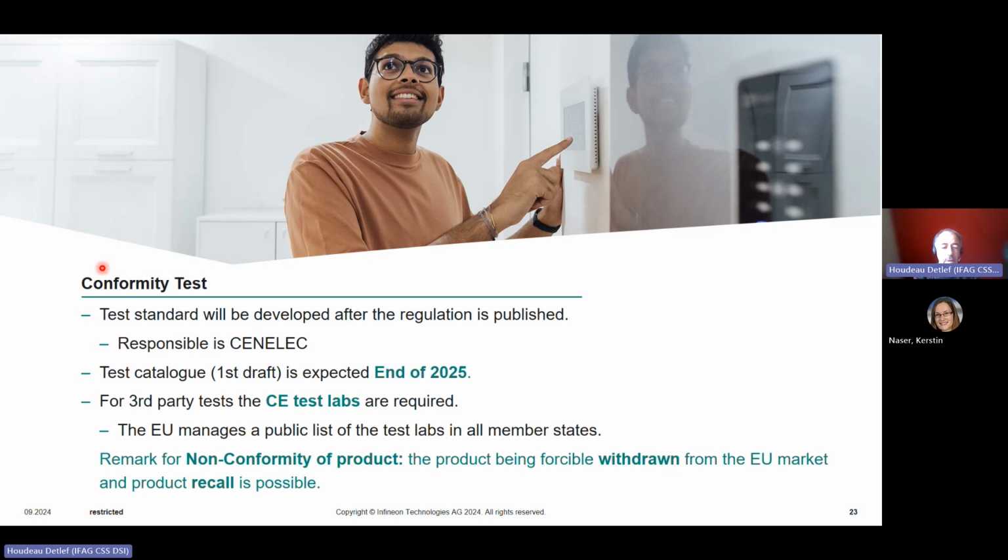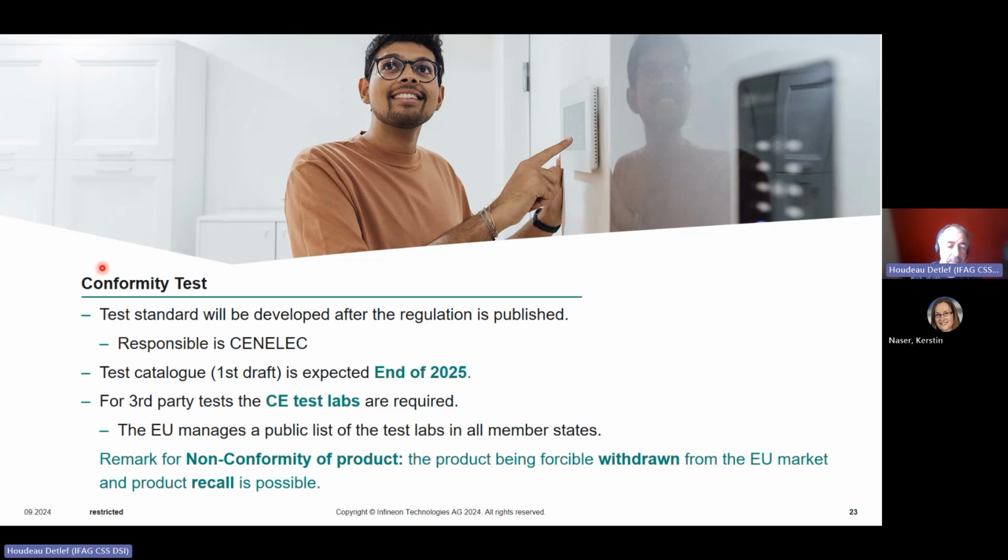So these third-party test labs are published by the European Commission. They have this on the homepage for all European member states. You can see in which country, which test lab is able to make such kind of CE testing. This member states list is available from the Commission, and will also be updated in regular form by the Commission.